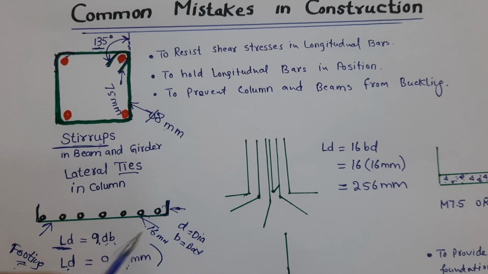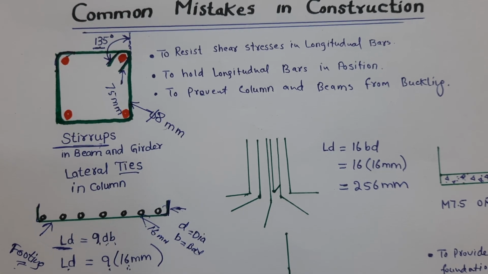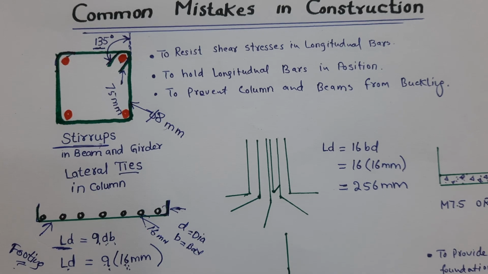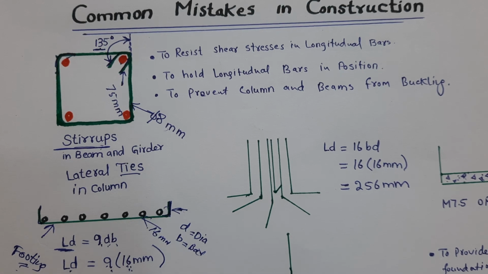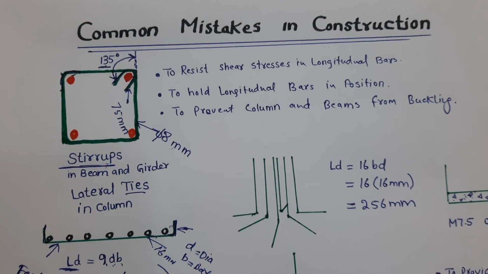If you are using 12 millimeters, here you will put 12 millimeter. So this LD you can take, LD is equal to 9 multiply 16, so this is 144 millimeter. Or you can say simply, in 1 inch we have 25 millimeter, so you can say about 6 inches is this length. This is also very important, but in most of the construction I saw, they are not providing these hooks.